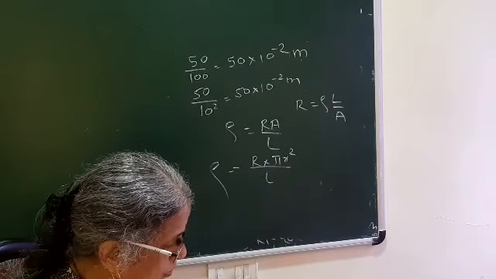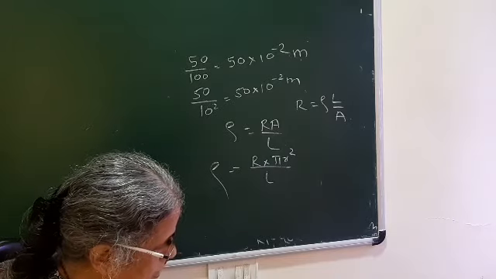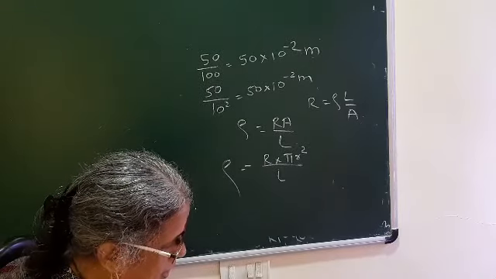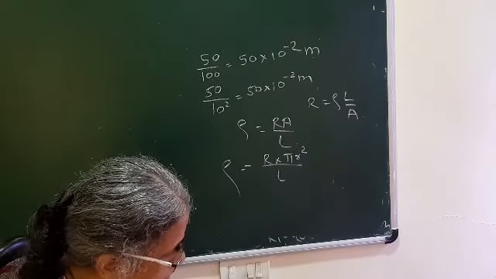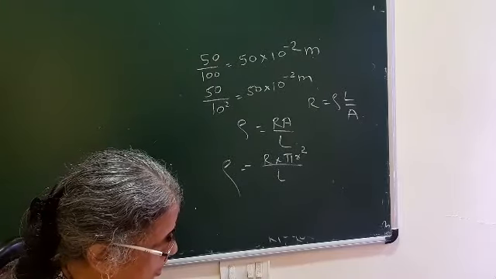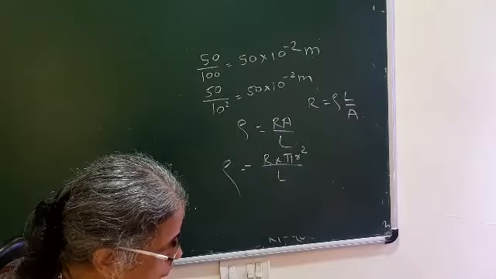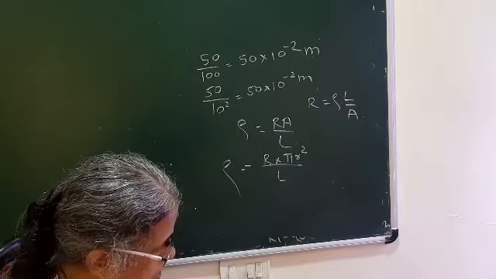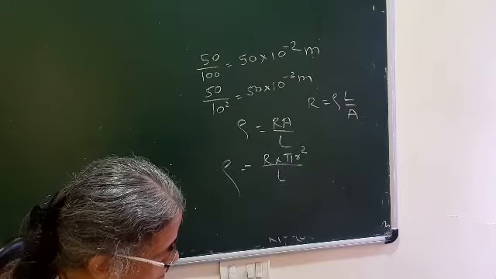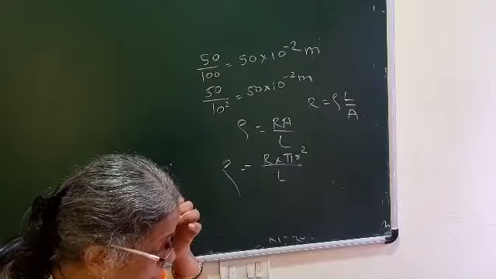Determine the resistance of copper wire having length 1 kilometer and diameter 0.5 millimeter. So resistivity of copper they have given 1.7 into 10 raised to minus 8 ohm meter. So length of wire 1 kilometer, that is 1000 meter, 10 raised to 3 meter. Diameter is 0.5 millimeter, that is 0.5 into 10 raised to minus 3 meter. Followed? That means for radius we are going to divide by 2.